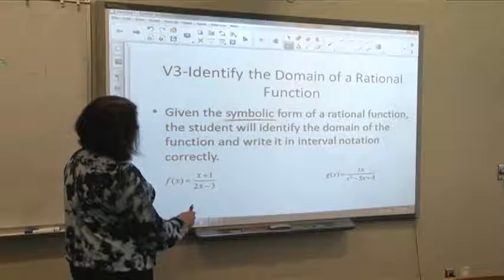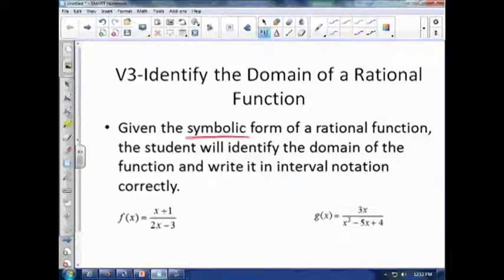And so I have two examples right here. This rational function, f of x equals x plus 1 over 2x minus 3. When we try to identify the domain, we're going to look at the restrictions. The restriction for a rational function is not having a 0. We cannot have 0 in the denominator. So that's what's going to help us know what the domain is.